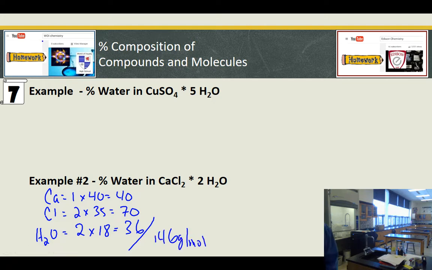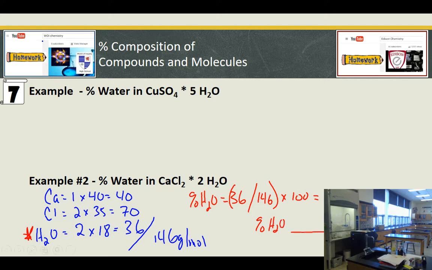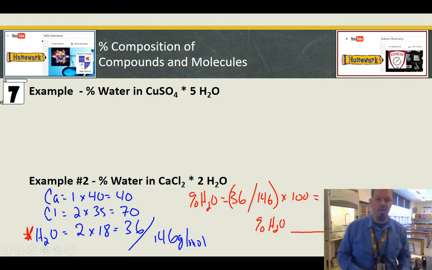So now my percent water is just right here. And that's going to equal 36 divided by 146 in parentheses times 100. That will equal my percent water. Make sure I get a number in there. And you've done your calculations perfectly, and we're all set.